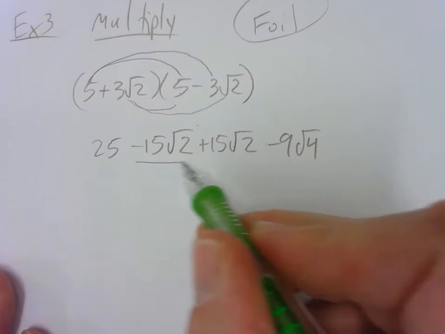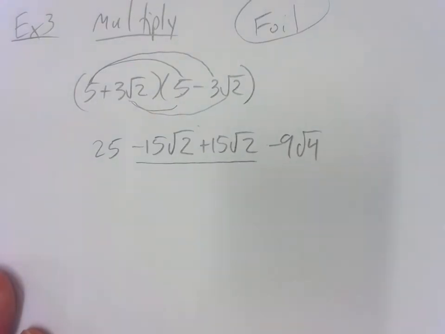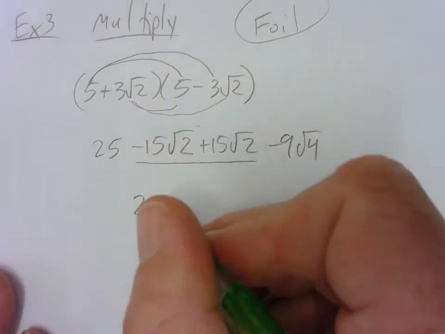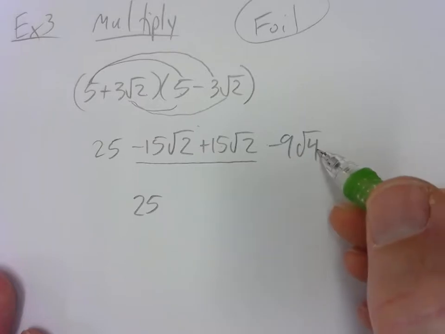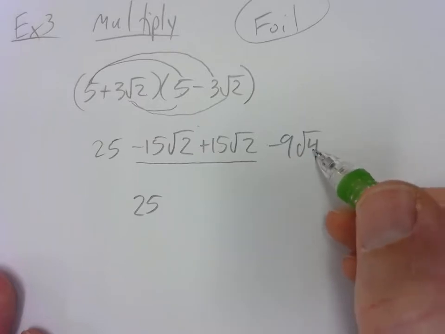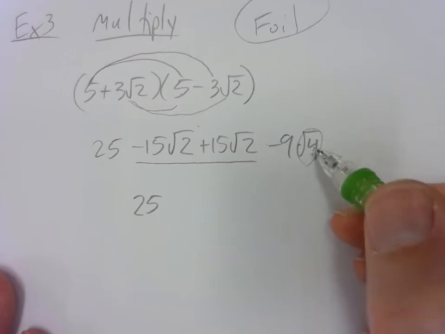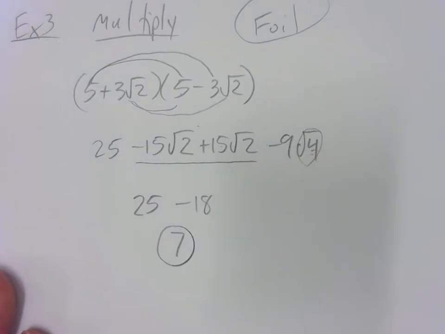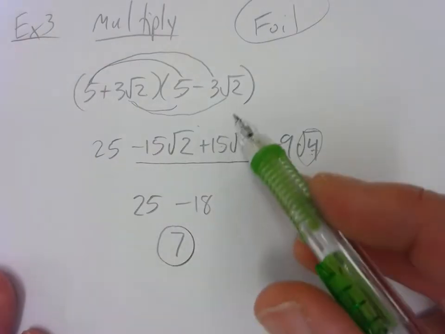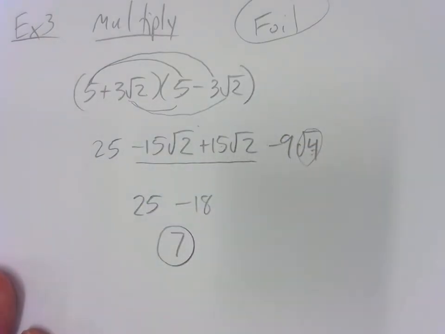These are like terms. They definitely cancel each other out because I get 15 things minus 15 things. 25 drops down. This would be 9, and that would be 2. So it would be 2 times 9. See, that's a 2 because the square root of 4 is 2. Times the 9 is 18. Then you subtract, and you get 7. 25 minus 18, 7. So this times this all simplifies down to 7.